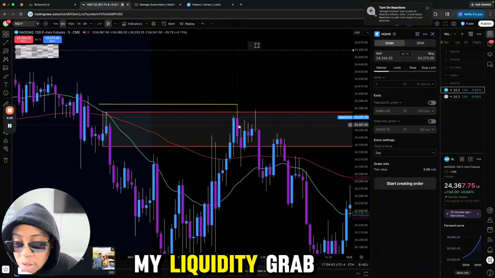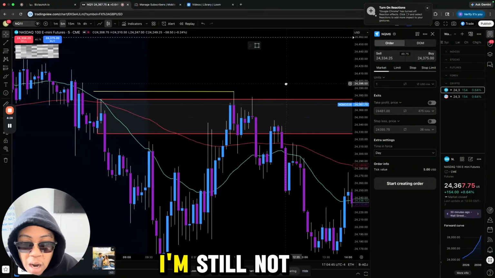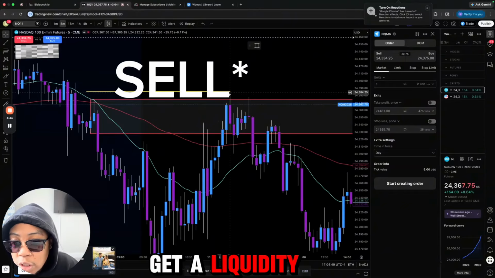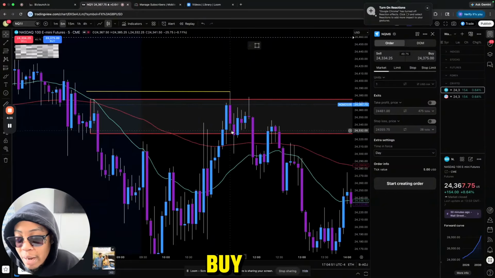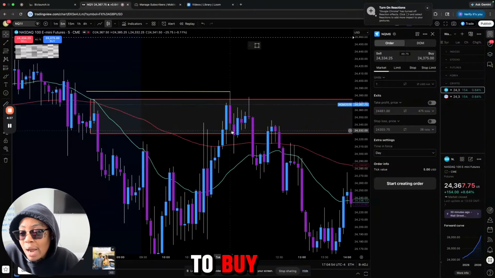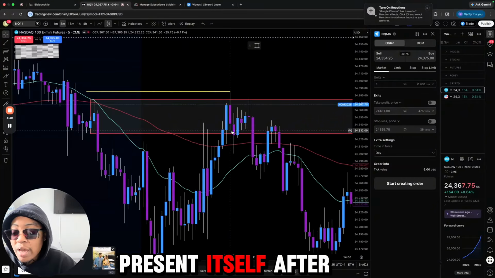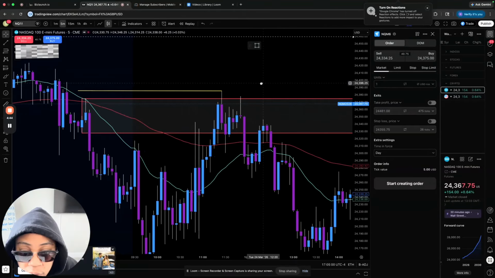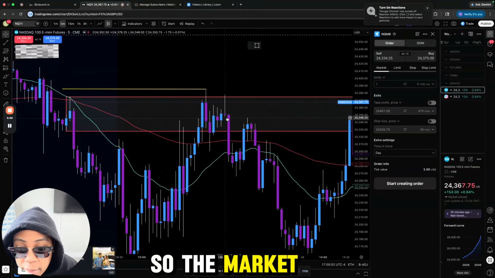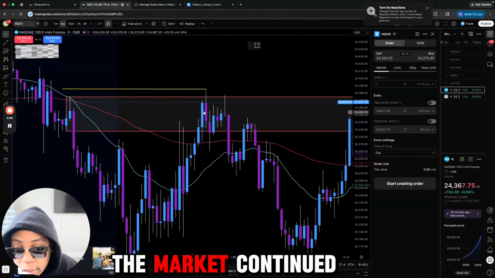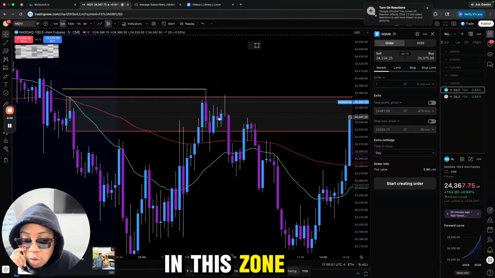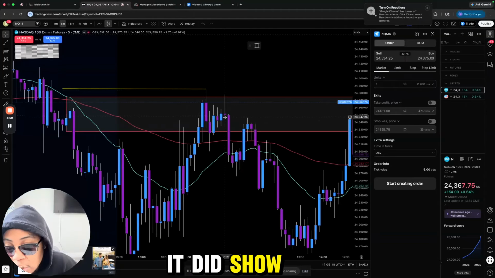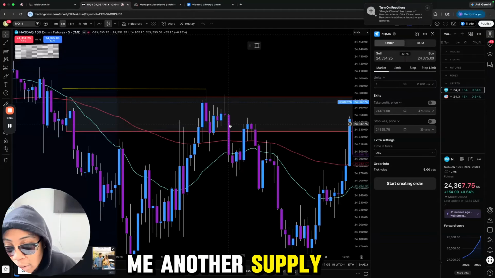Now, after I get my liquidity grab, I'm still not ready to buy, right? So when you get a liquidity grab, don't be in a hurry to buy. I was not in a rush to buy. I wanted to see my setup present itself after it grabs this liquidity. All right. So the market continued to play around in this zone right here. And when the market continued to play around in this zone, it did show me another supply zone, y'all.